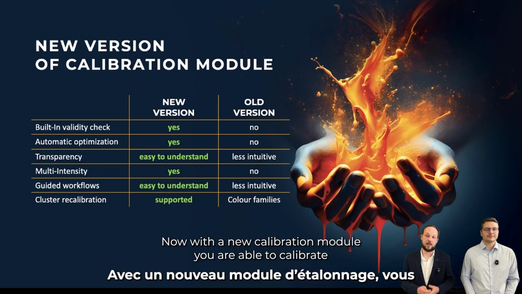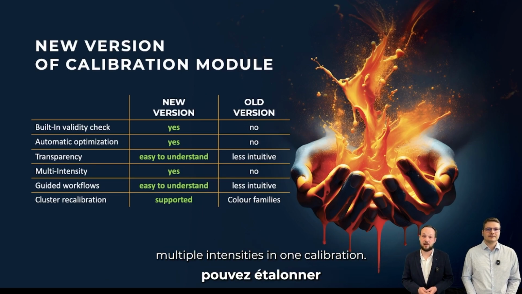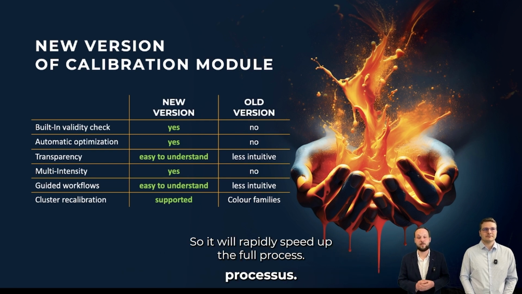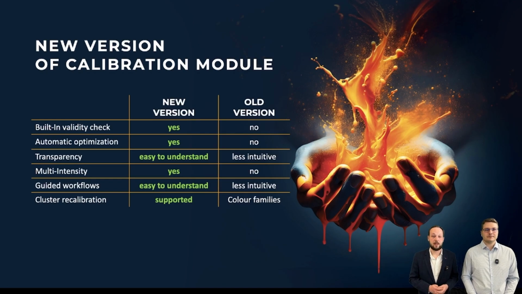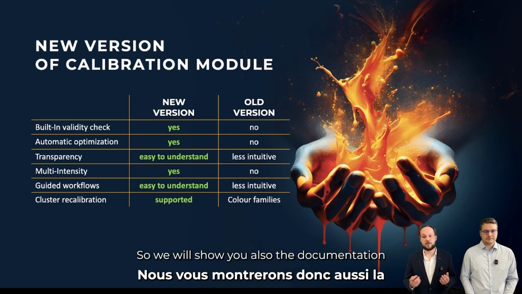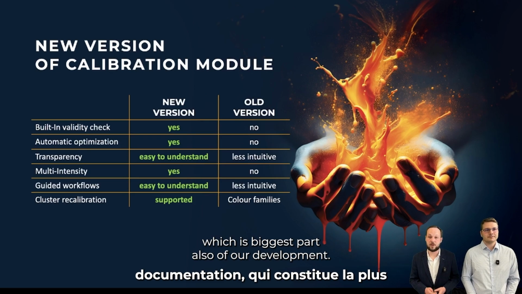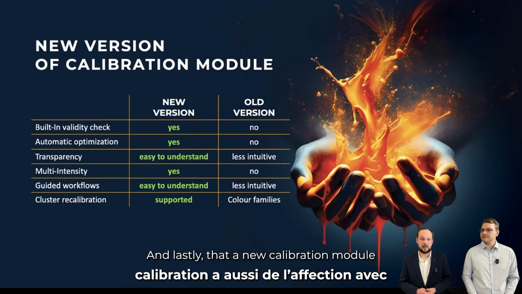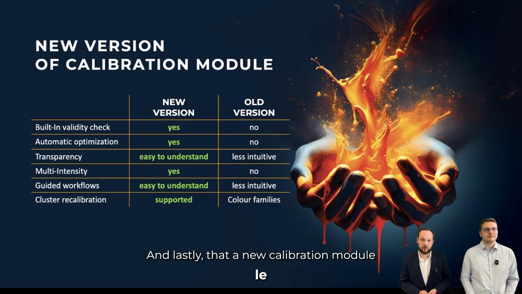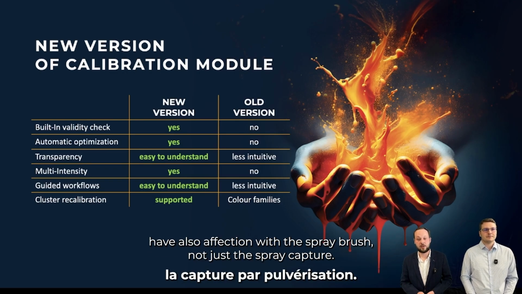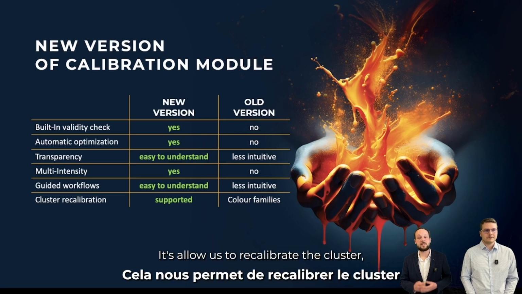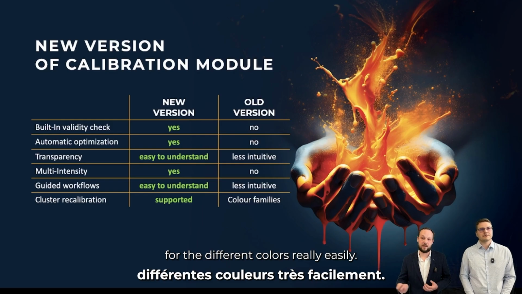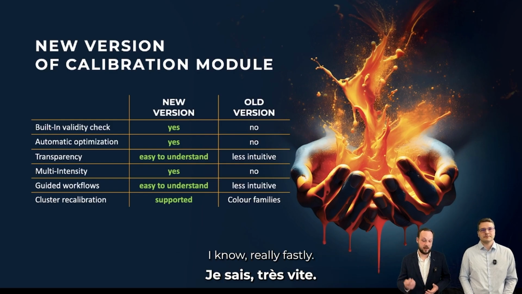Something I'm sure you will really like is multi-intensity. Now with the new calibration module, you are able to calibrate multiple intensities in one calibration, so it will rapidly speed up the full process. We prepared guided workflows, and we will also show you the documentation, which is the biggest part of our development. Lastly, the new calibration module also works with the spray brush, not just the spray capture. It allows us to recalibrate the cluster for different colors really easily and quickly.